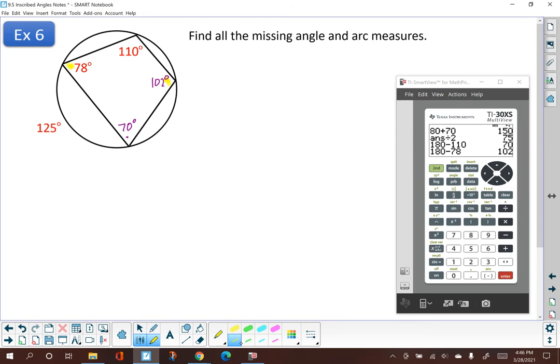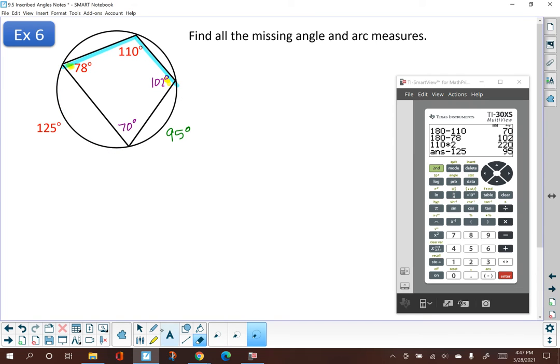For the arcs, just think about which angle is intercepting them. I'm going to start with this 110-degree angle at the top. Since that inscribed angle is 110, this arc has to be a total of 220, which is just 110 times 2. And so if I subtract the 125, that will give me the arc over on the side. So this arc is 95 degrees.